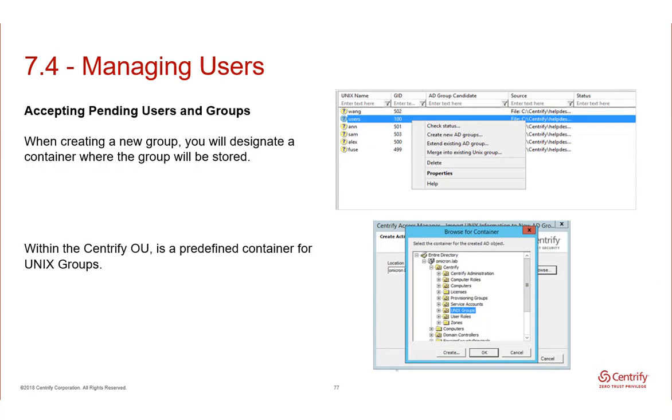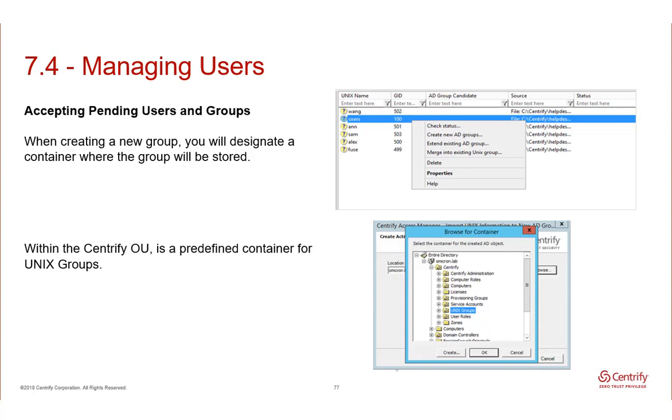When creating a new group, you'll designate a container where the group is going to be stored. Now, in this particular example, we do have a group that we exported from a Unix system called users. The difficulty here is that we do have an Active Directory group called users. But these are going to be different groups. So what we want to do is create a new group associated to this particular computer, identifying it as a Unix system and a Unix user group.